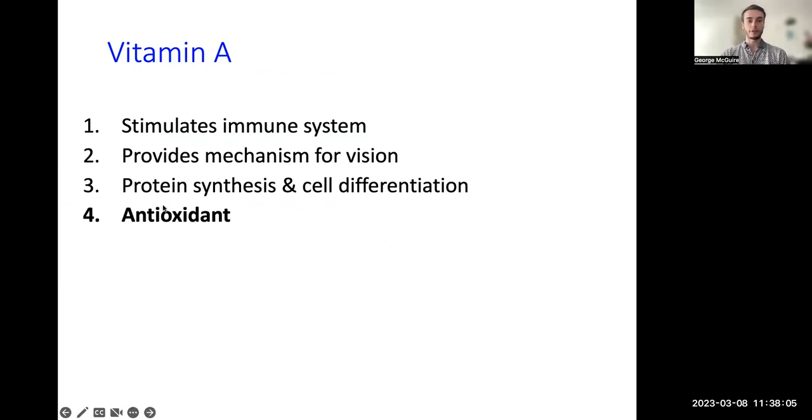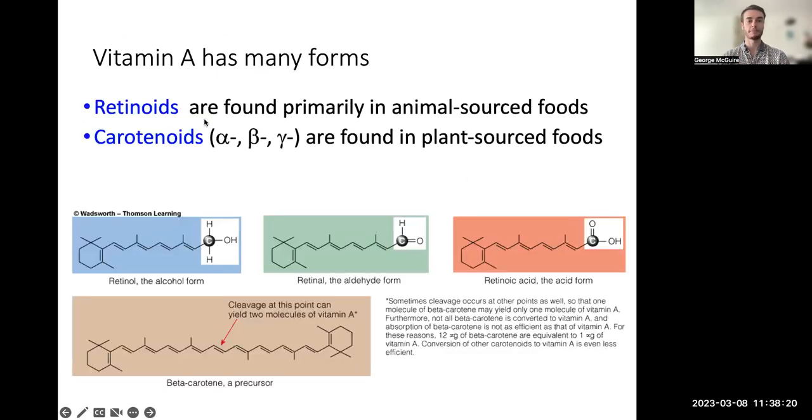Right? With a big focus on their role as an antioxidant, but they also play a role in stimulating our various immune system cells. They play a role as retinal, which is a major component of our retina, allowing us to perceive light, and they play a role in protein synthesis. So vitamin A's come as retinoids or carotenoids. We have retinol, retinal, which is the one we'll see in our eyes, and retinoic acid. And then carotenoids come as alpha, beta, or gamma carotene.